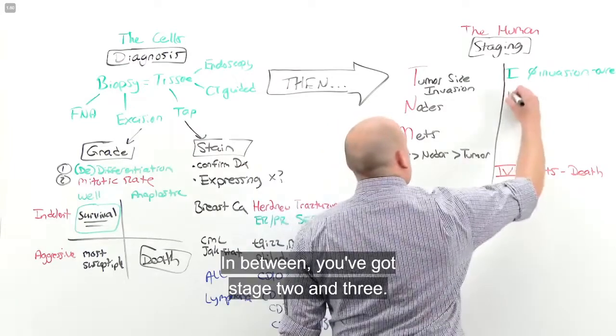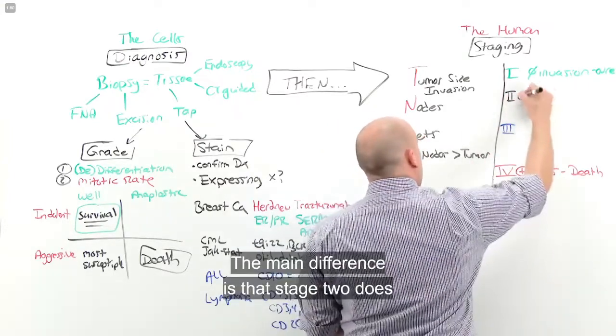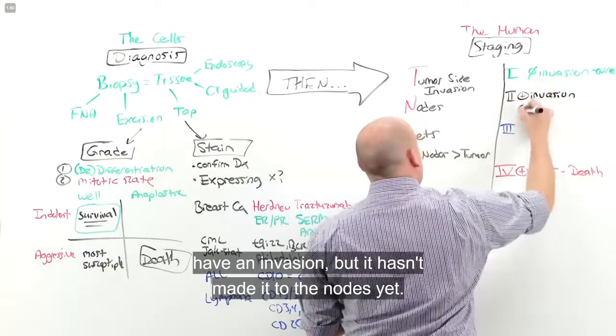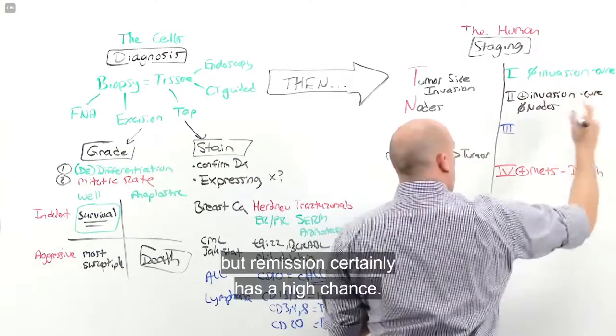In between, you've got stage 2 and 3. The main difference is that stage 2 does have invasion, but it hasn't made it to the nodes yet. You might still go for cure here, but remission certainly has a high chance.